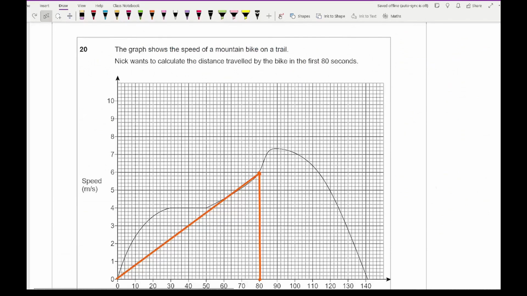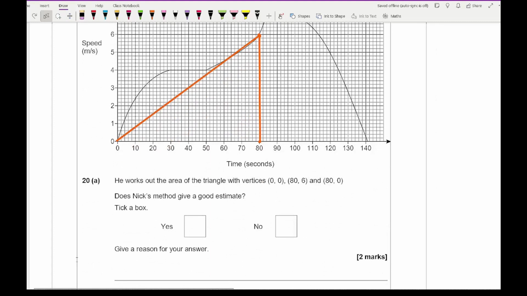Then moving on to question 20, it says the graph shows the speed of a mountain bike on a trail. Nick wants to calculate the distance travelled by the bike in the first 80 seconds. And it says he works out the area of the triangle with vertices (0, 0), (8, 6) and (80, 0). Does Nick's method give a good estimate?